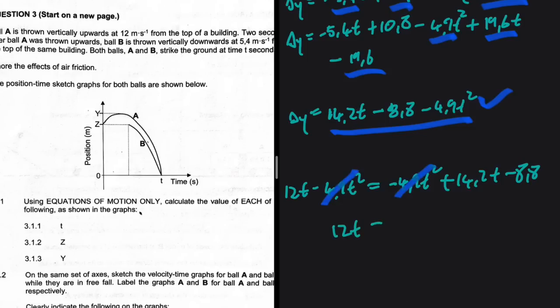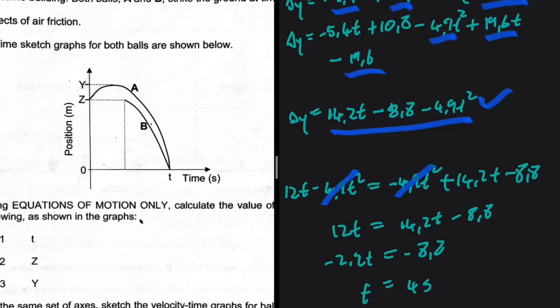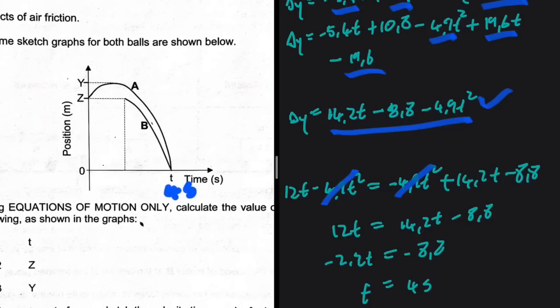So we're left with 12t is equal to 14.2t minus 8.8. Okay, so 12 minus 14.2, I'm getting minus 2.2. So minus 2.2t is equal to minus 8.8. So t is equal to 8.8 divided by 2.2, I'm getting 4. So time t is 4 seconds. So this takes 4 seconds.